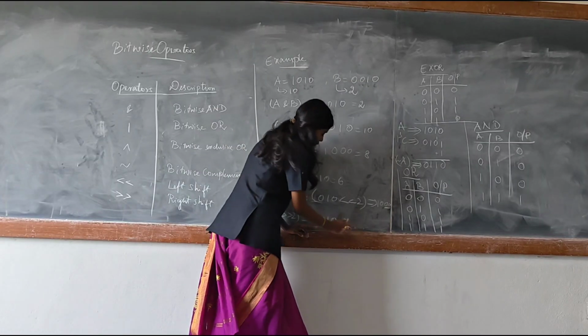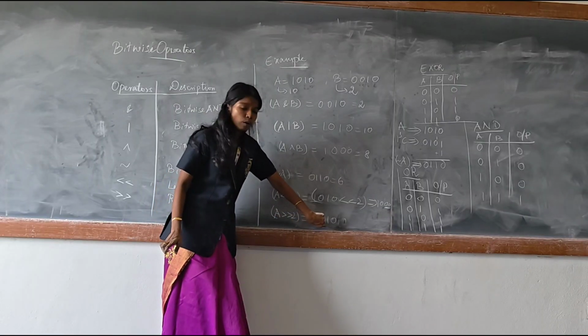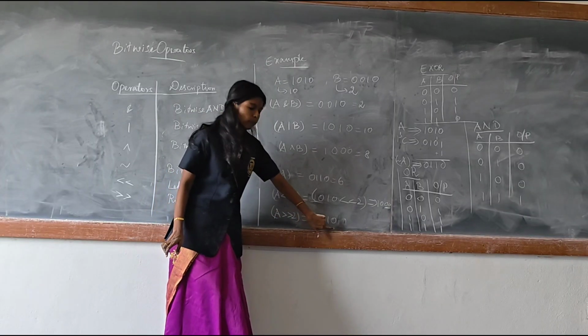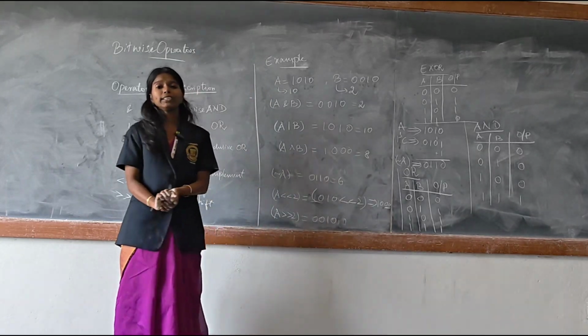Right shift of 2: on the right side, 2 values are shifted out and 0 is inserted on the left, giving 10. This is the concept of the bitwise operator.